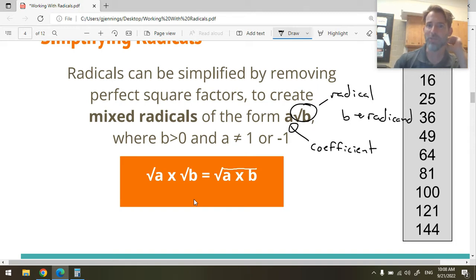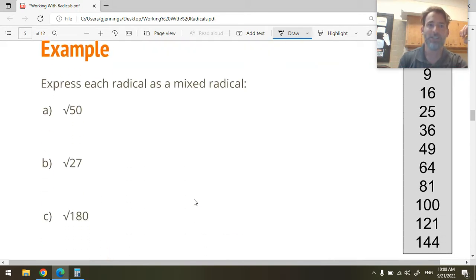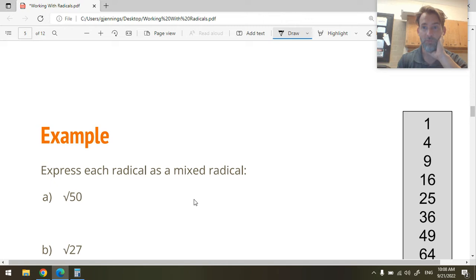Don't memorize it. But you want to know that a is still a coefficient, just the same way like if we have a multiplied by x squared, a is the coefficient of the x squared term. A is the coefficient of a mixed radical as well. And we're going to be using this property to create these mixed radicals. Let's keep going. So let's express these as mixed radicals.